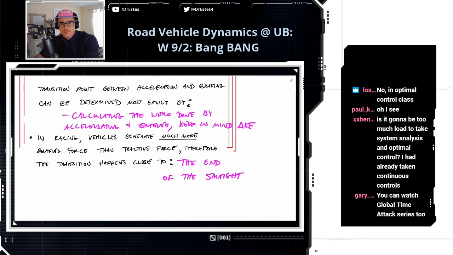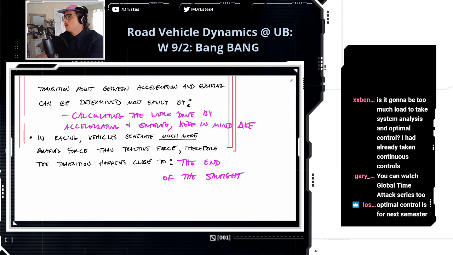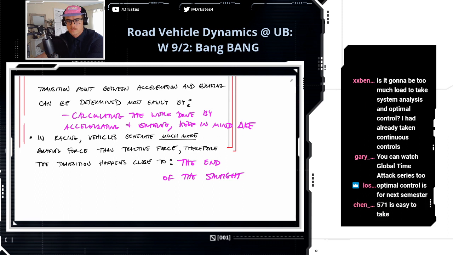Is it going to be too much load to take system analysis and optimal control? I had already taken continuous controls. I think system analysis and optimal control is probably doable. Optimal control is a big investment, but system analysis is a little bit less. You can watch Global Time Attack series too. What is that? Global Time Attack? I haven't heard of that one. Guys, I'm going to bring back some tunes. .571 is easy to take.